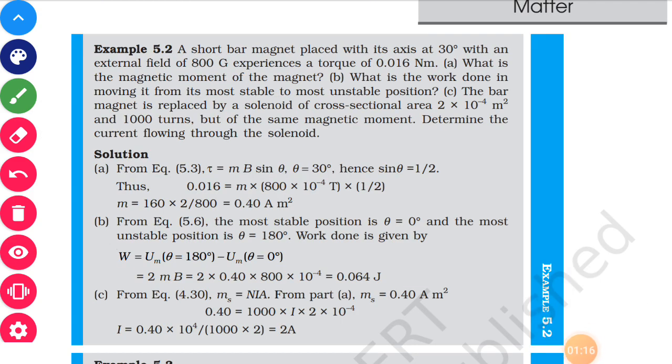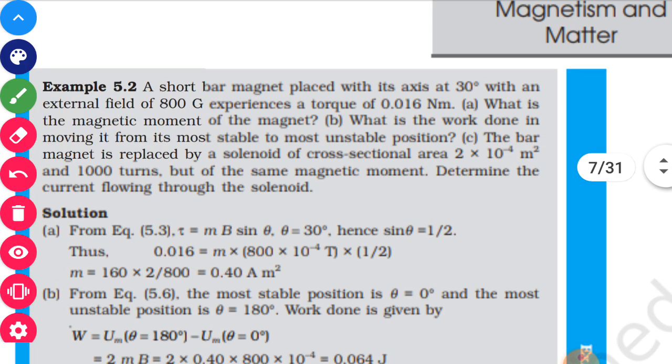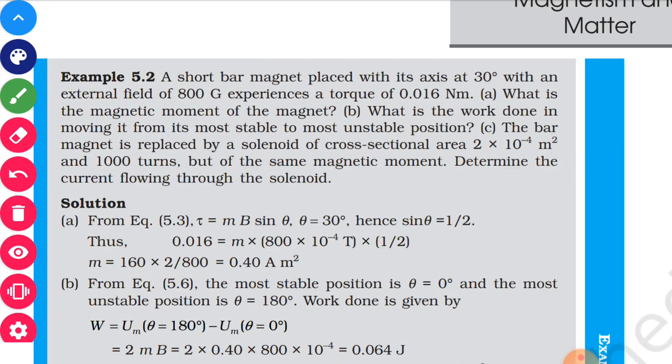Now example number 5.2. A short bar magnet placed with its axis at 30 degrees with the external field of 800 Gauss experiences a torque of 0.016 Newton meter. What is the magnetic moment? We want to first calculate the magnetic moment.